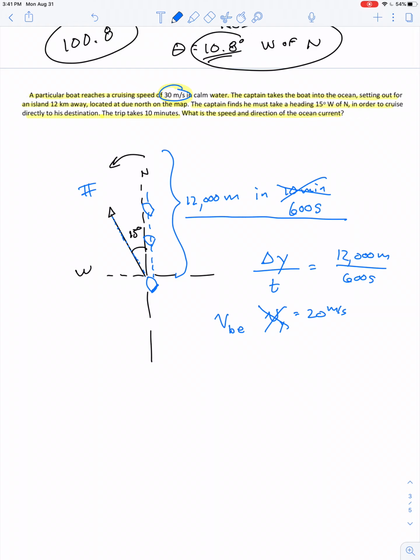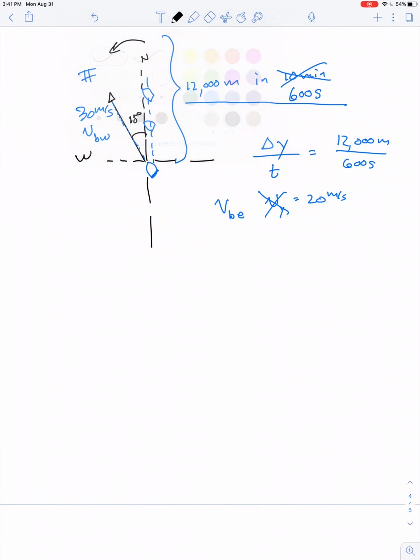Whereas the 30 meters per second here is the velocity of the boat with respect to the water. And so the question is, what's the speed and direction of the ocean current, which is really a way of saying what's the velocity of the water with respect to the Earth. Okay.